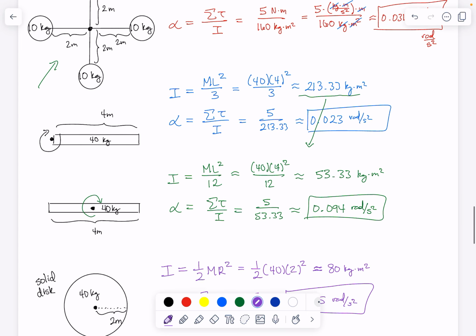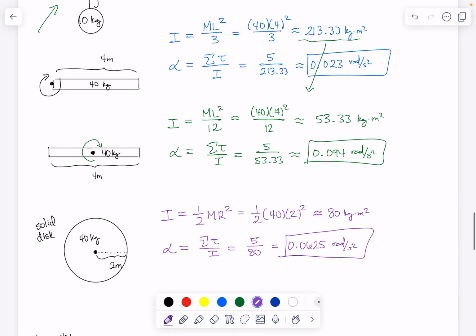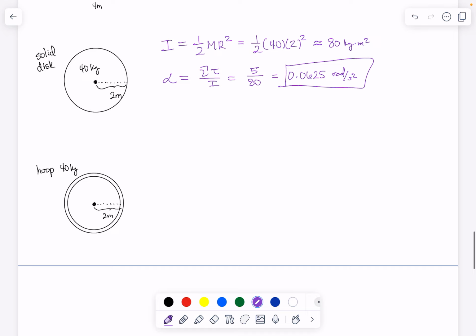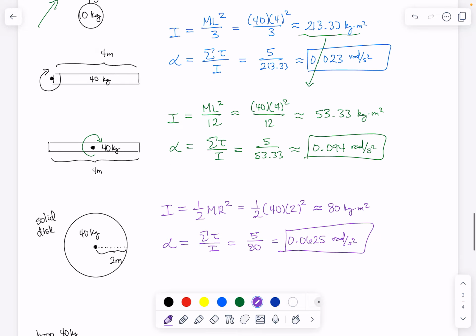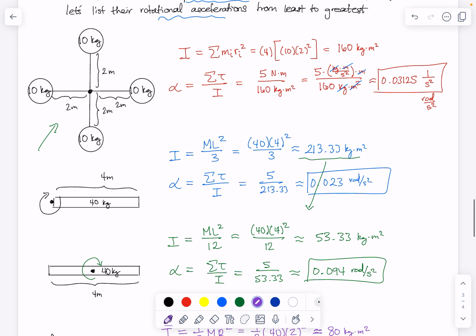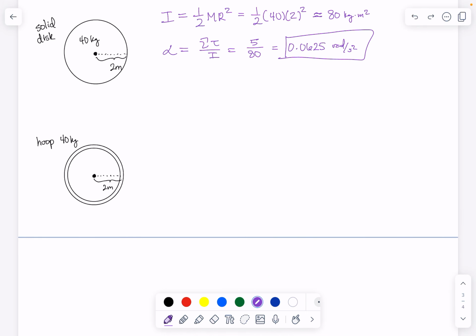Interesting, okay. A little bit smaller. All right, so this is the second largest rotational acceleration. Cool. And then the hoop, what do you think? If all the mass is concentrated at the edges, this one should be very hard to move, right? Compared to the disc, probably compared to all of these. Maybe with the exception of this guy right here. We'll see. Are they similar? Which one is bigger? Right, make a prediction.